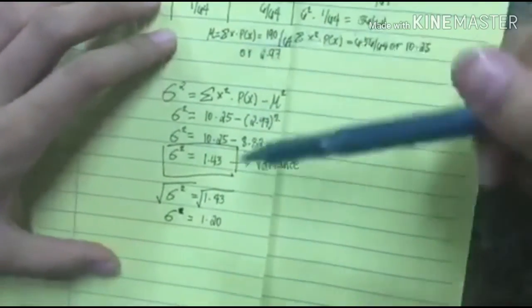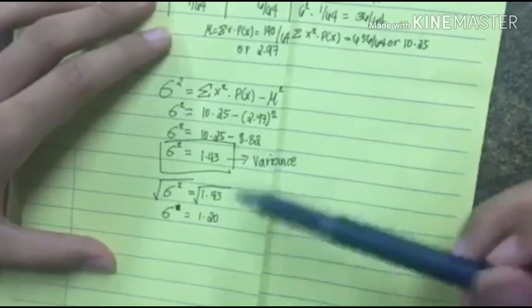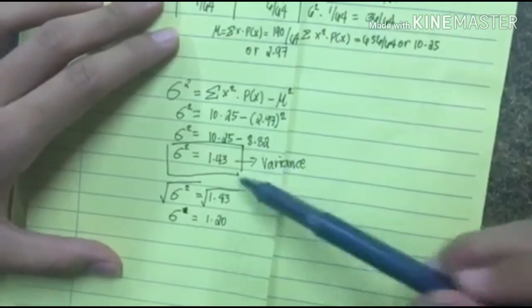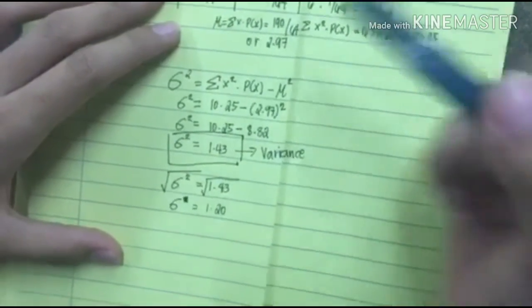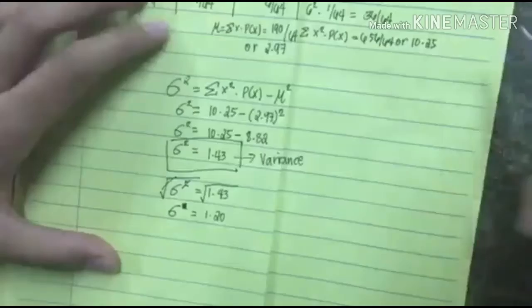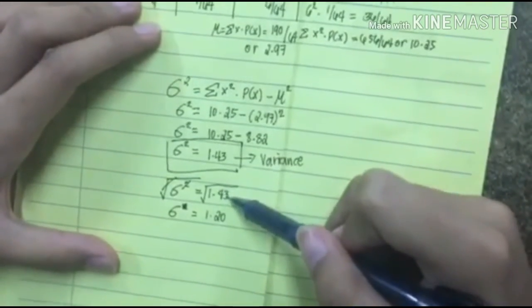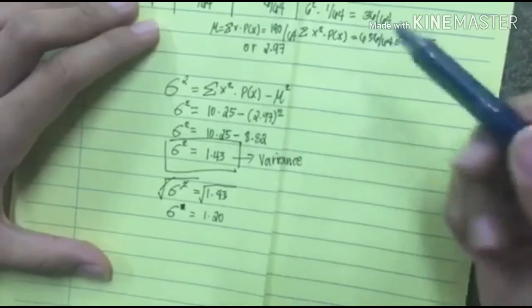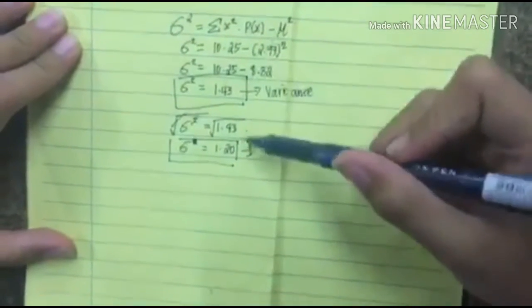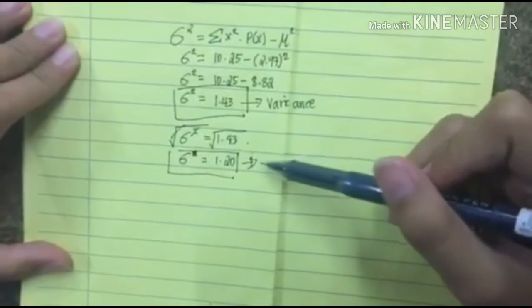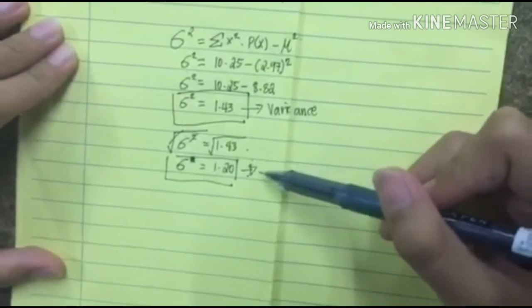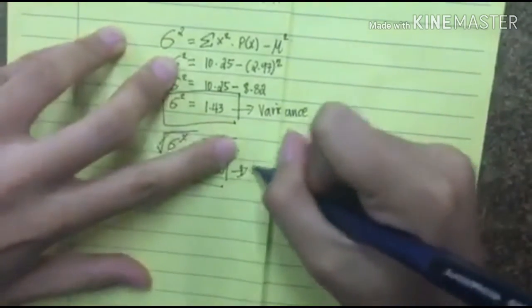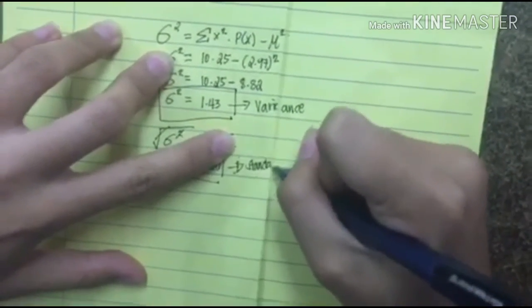In finding the standard deviation, we must find the square root of the variance. So we're going to cancel this out and find the square root of 1.43. The square root of 1.43 is equal to 1.20. So 1.20 is the standard deviation.